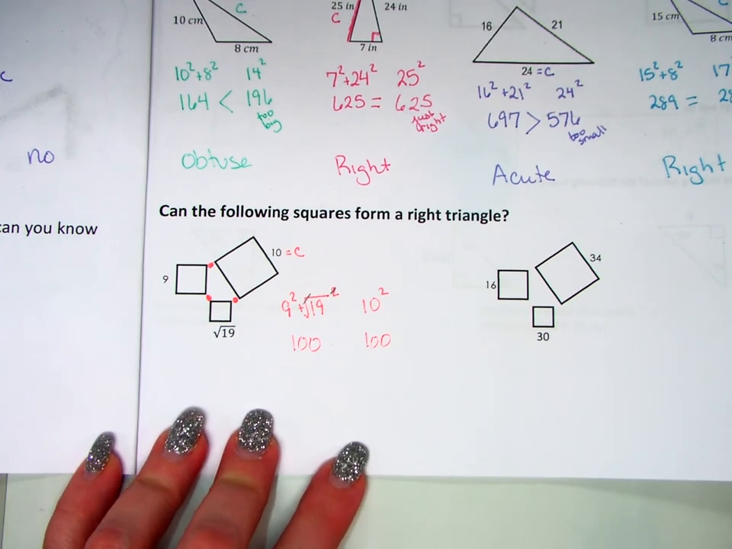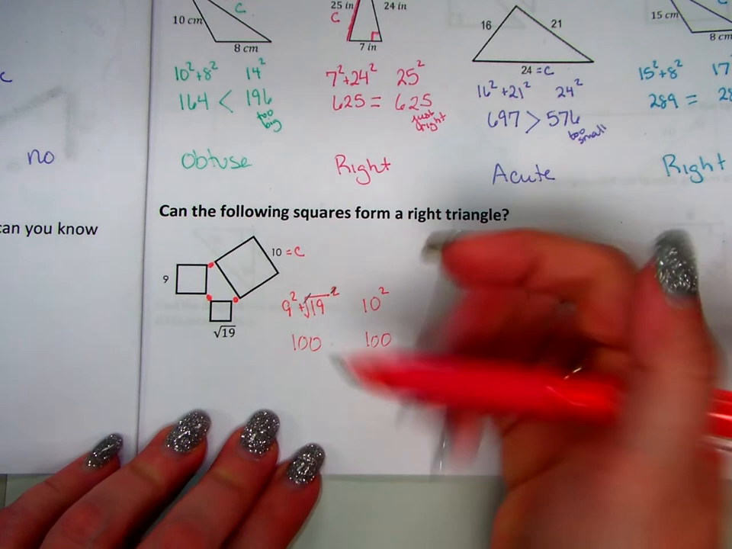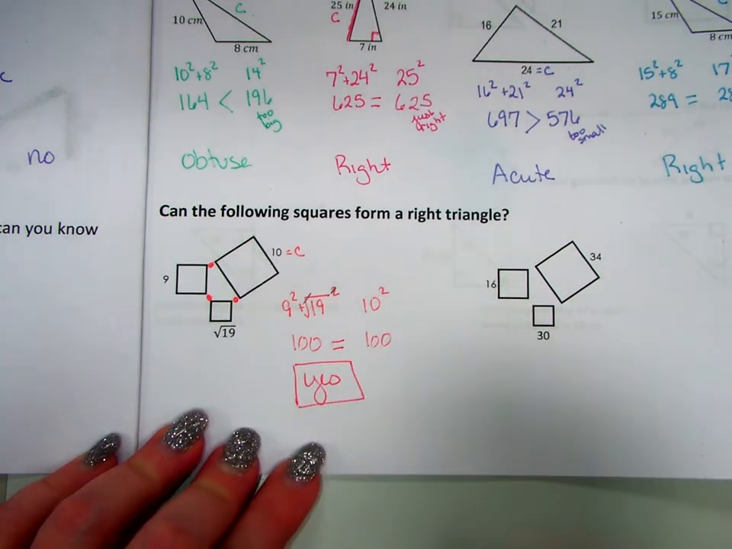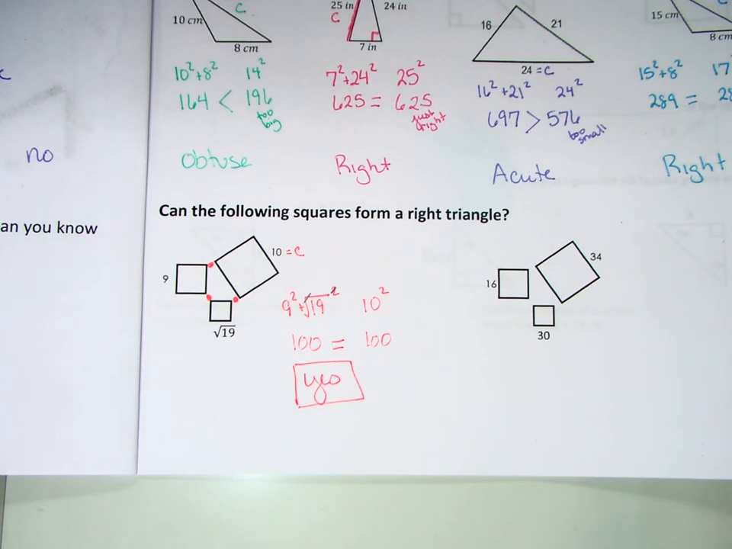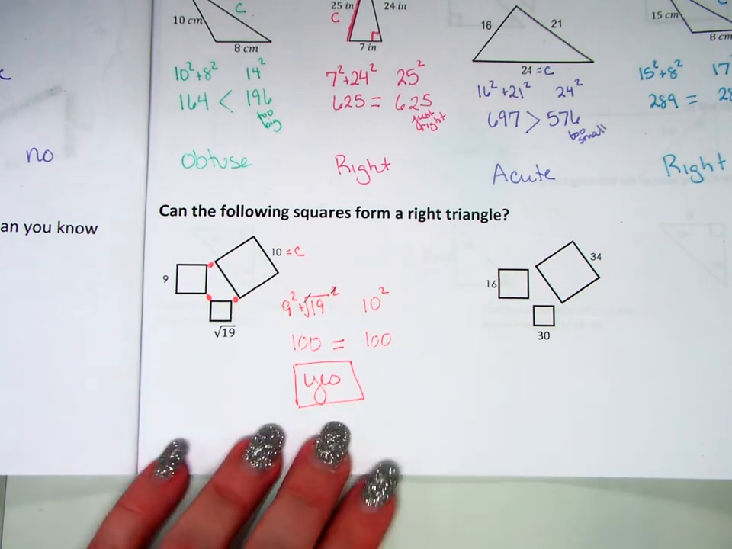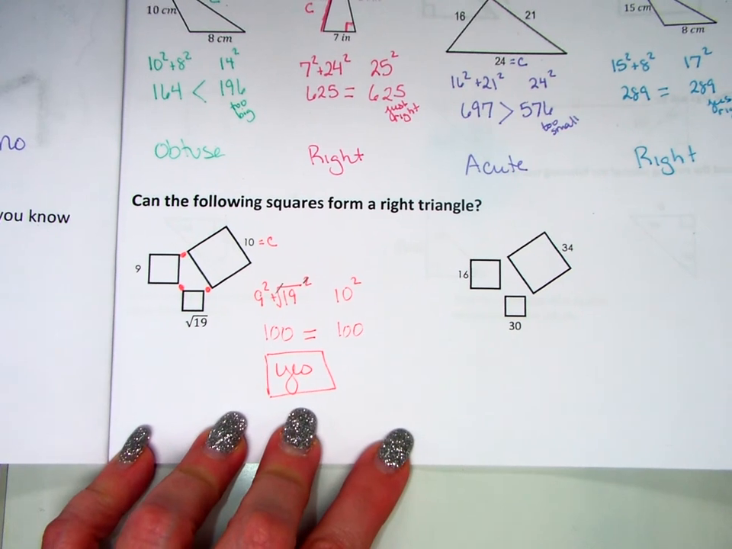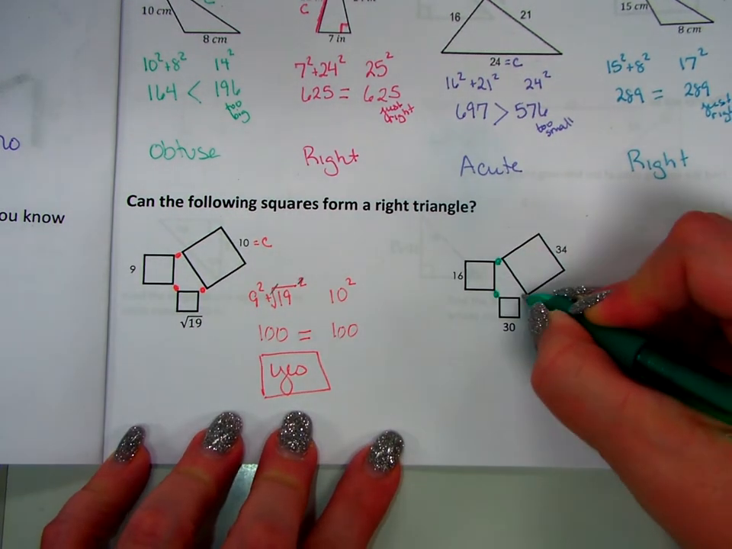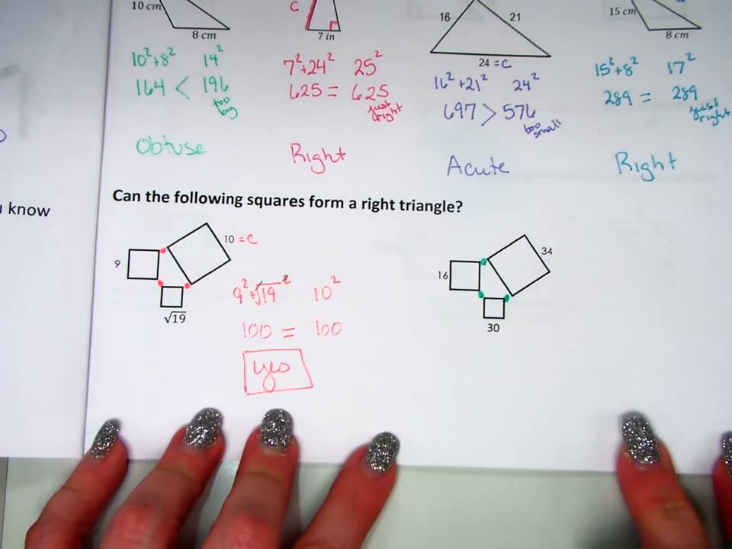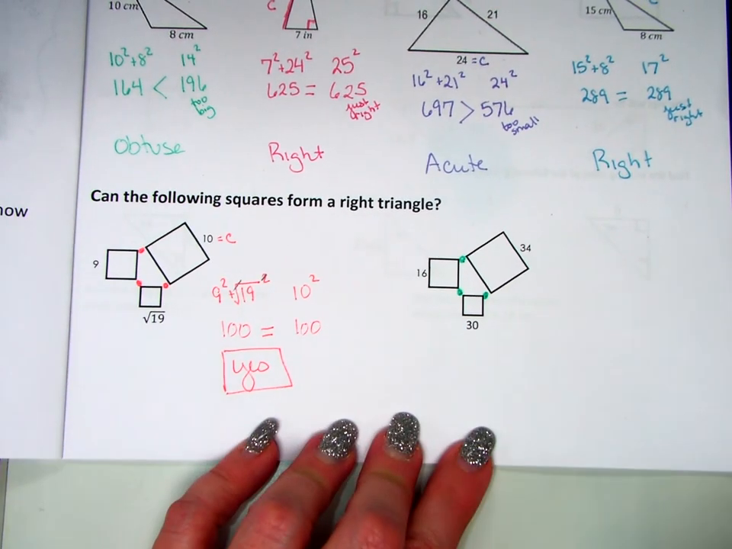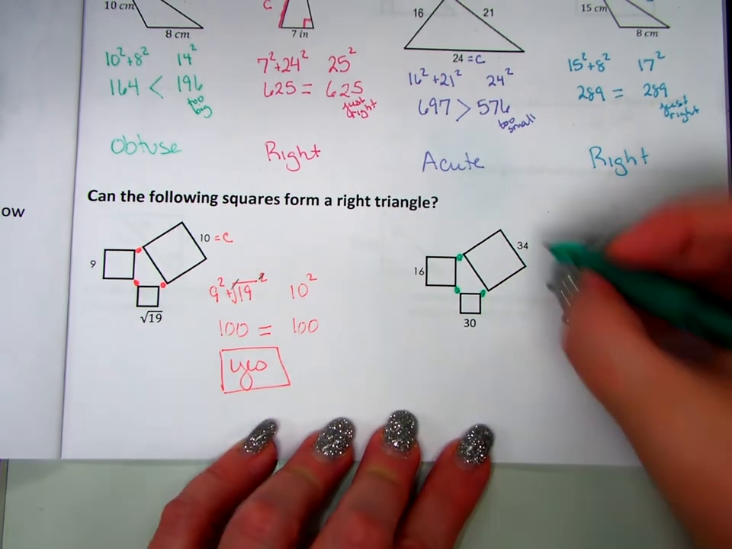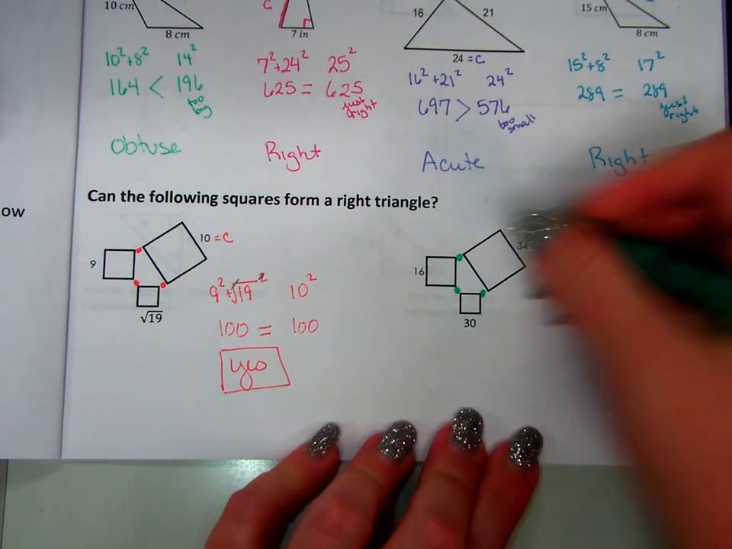Can I make a right triangle with these 3 squares? Yes, because these are equal, so I know it makes a right triangle. Alright, the next one I have 16, 30, and 34. So again, if I were to slide these together, would these 3 squares make a right triangle? 16, 34, 30, which one's my hypotenuse if this is right? 34.